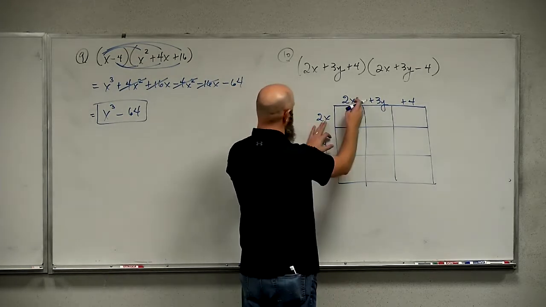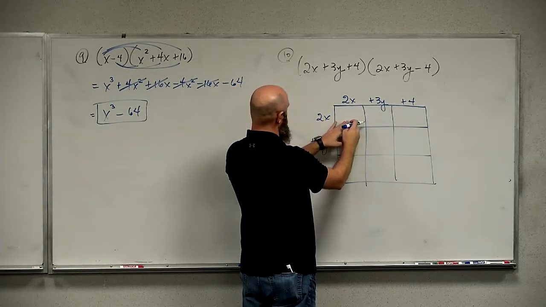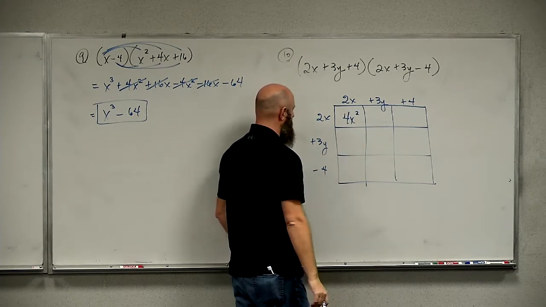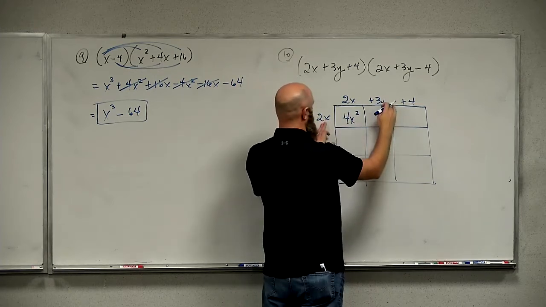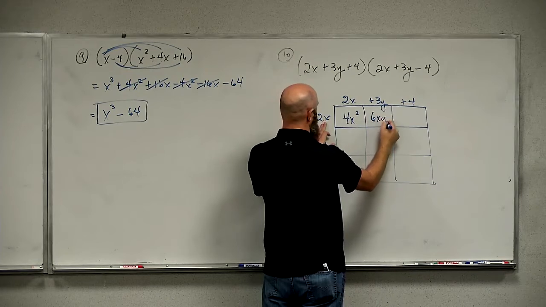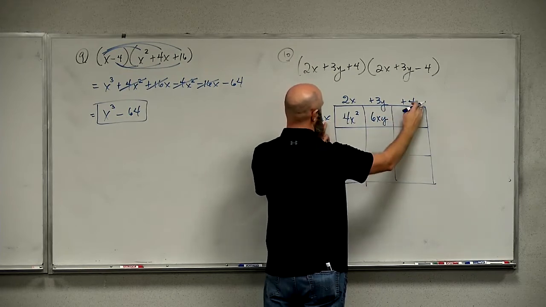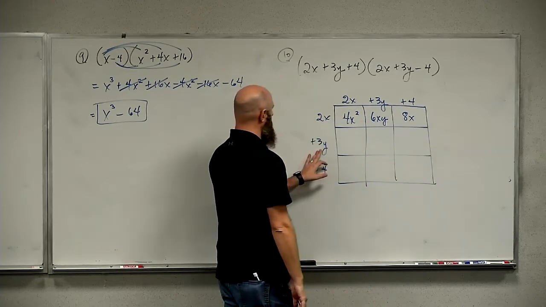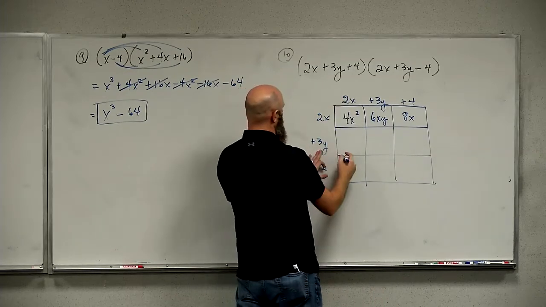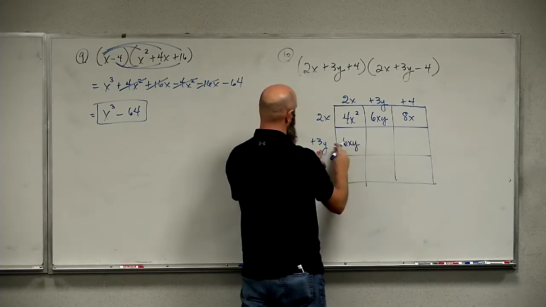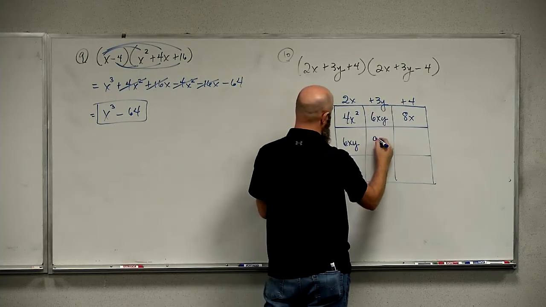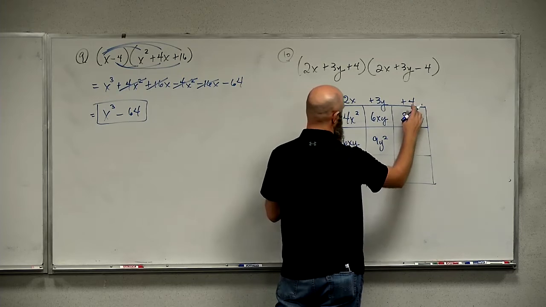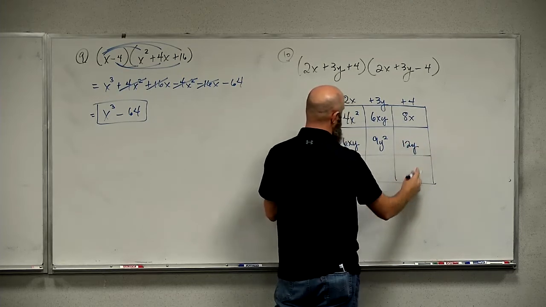Here, I've got 2x and 2x converge right there. So 2x times 2x is 4x squared. 2x times 3y is 6xy. 2x times 4 is 8x. Now I'm just going to move down. 3y times 2x is 6xy. 3y times 3y is 9y squared. 3y times 4 is 12y.